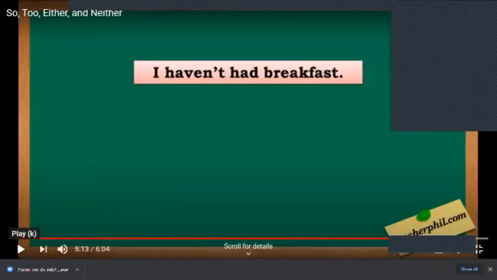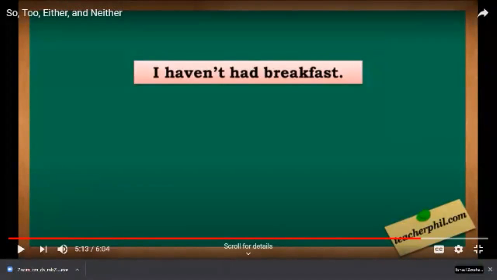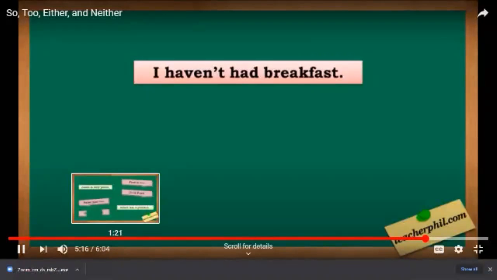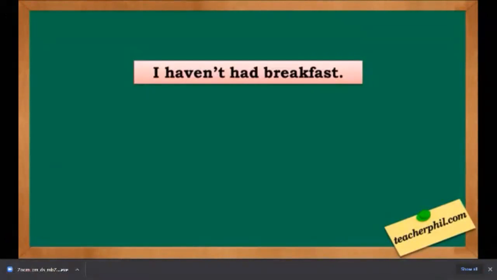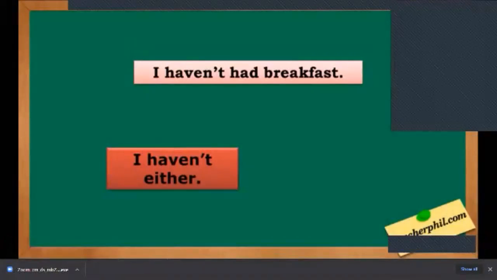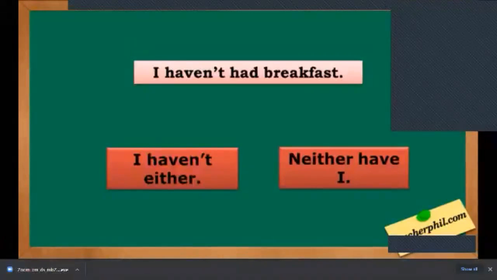So I haven't had breakfast. When you'll be using, of course, as you see from the sentence, it explains that the sentence is a negative statement sentence. So how will you be using either and neither here? Have a look, please. Haven't had breakfast. The answers are I haven't either, or neither have I.